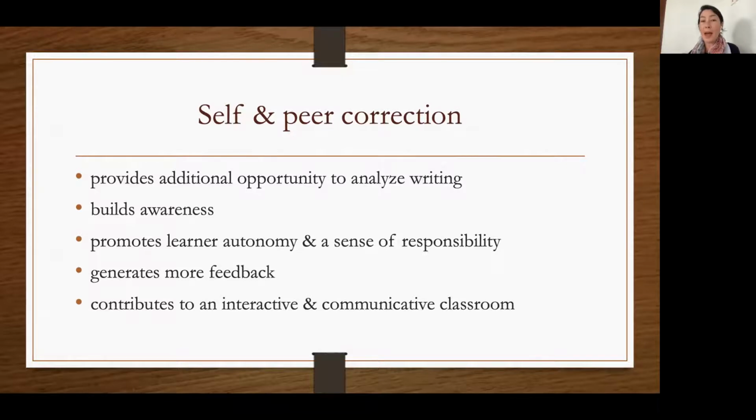We get more feedback when we do self and peer correction, especially maybe first these two partners switch, and then when they're done, they take their papers back, and maybe then these two partners switch. And so they may be getting different ideas from others. And then finally, when we have students working together, we have an interactive and communicative classroom, which is something we always want. Students not just sitting and listening, not just sitting and writing, sitting and reading, they have to interact with each other as well.